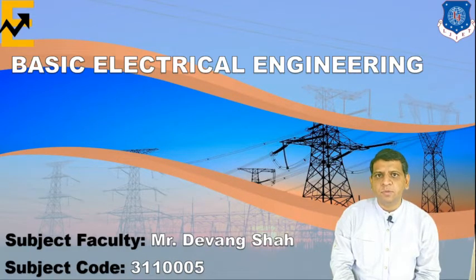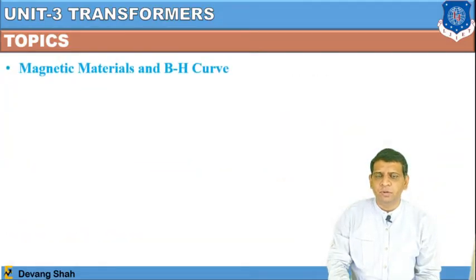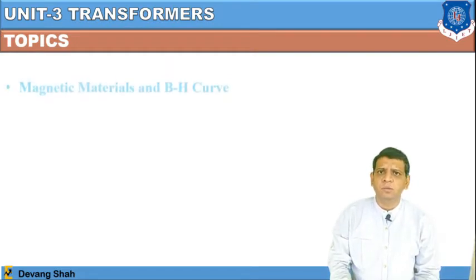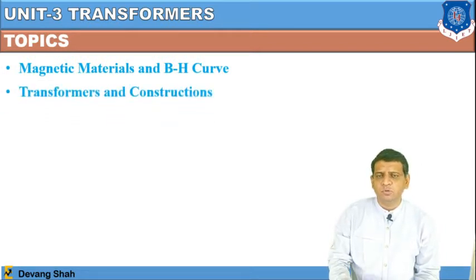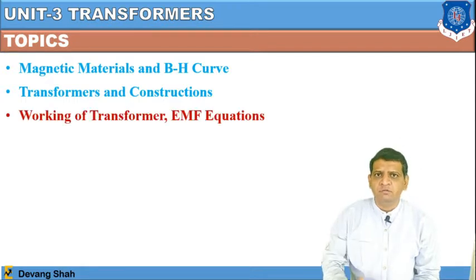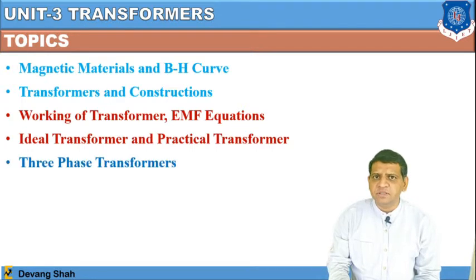We have been learning the subject Basic Electrical Engineering, and the subject code is 3110005. Let's start the new chapter that we define as the transformer. The important topics we need to understand in this chapter are: the magnetic materials and the BH curve, then the transformer and its construction, the working of the transformer and the EMF equation derived from it, then the ideal transformer and practical transformer, then three-phase transformers, and lastly the auto transformer.